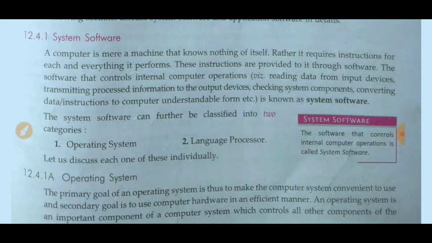Now system software is further classified into two categories. One is the operating system, the second one is the language processor. Now one by one we have to discuss this. What do you mean by operating system? Operating system is nothing but an intermediate between the computer user and the computer hardware.